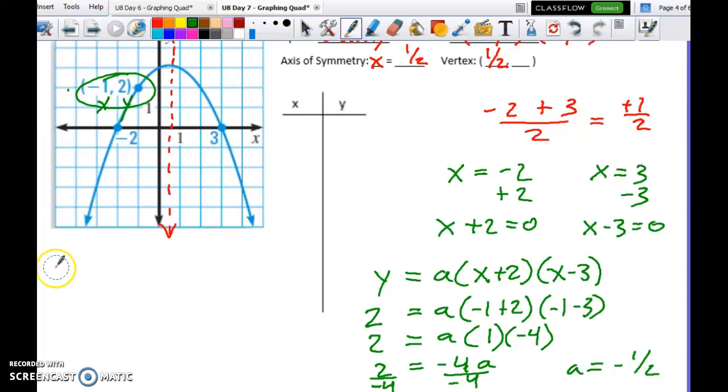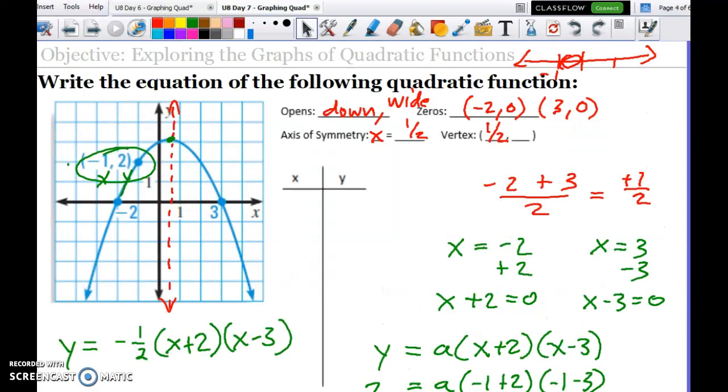And now I have the equation of the line, or the parabola, excuse me. A was -1/2, and I have x plus 2, x minus 3. If I wanted to find the vertex, I could literally just plug in 1/2 into here. I'd have 2.5, -2.5 times -1/2. It'd be 3.125. It looks like. Yep, that's about right. So there's how to write an equation from a graph. Given a graph, now we can write an equation here.